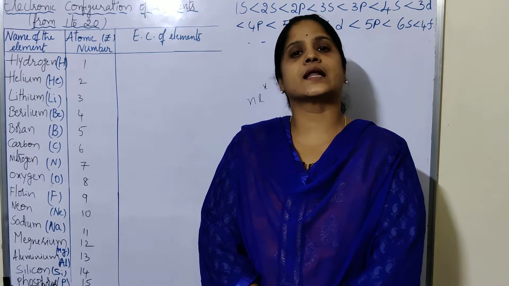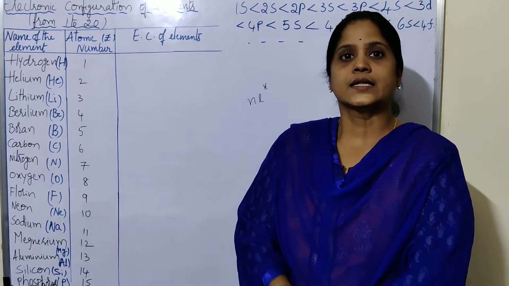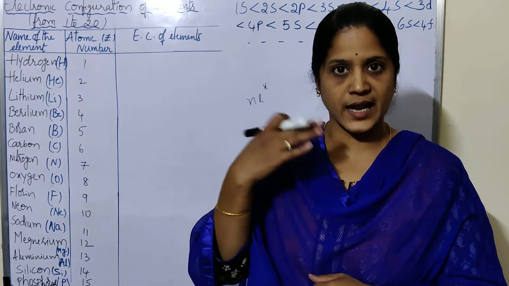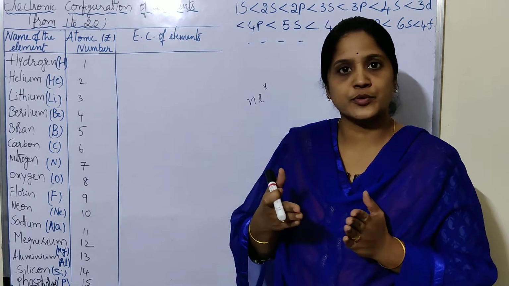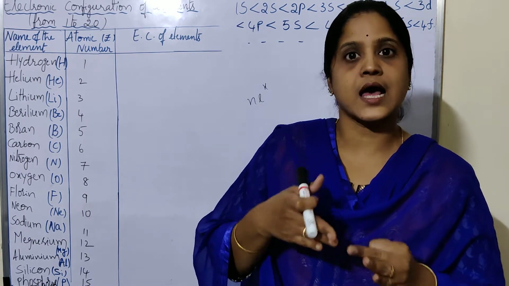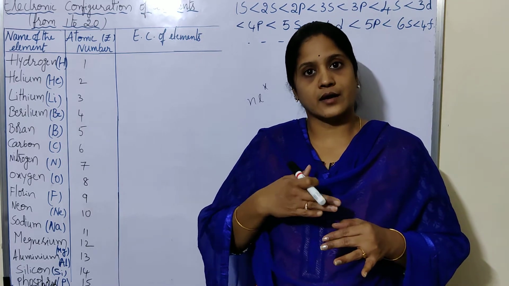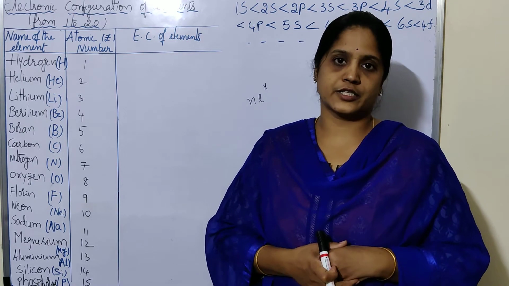First, what is an electronic configuration? It is the arrangement or the distribution of electrons in an atom. An atom contains main shells, subshells, and orbitals, and how the electrons are distributed in them, that distribution process is known as electronic configuration.